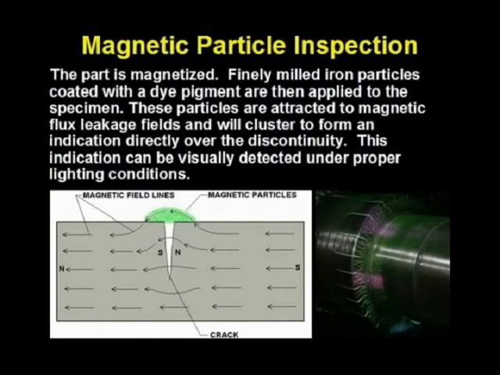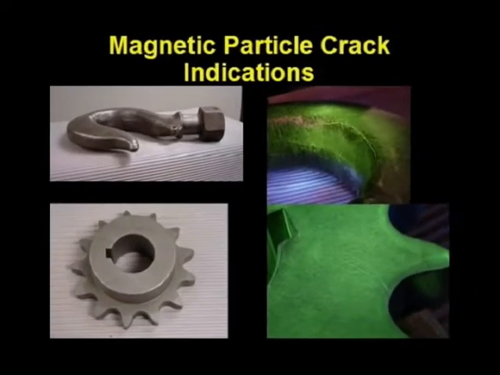Magnetic particle inspection is very similar to liquid penetrant inspection, except that it works by magnetizing the part. Thus, only ferromagnetic materials, those capable of being magnetized, can be inspected by this method. In this case, finely milled and coated iron particles are attracted to the flux leakage at the locations where the magnet is broken by flaws.